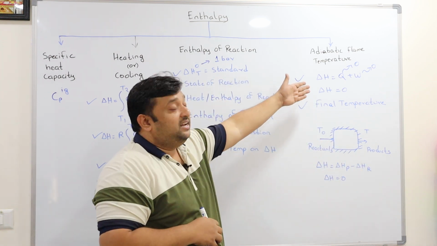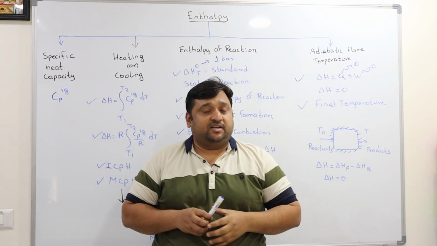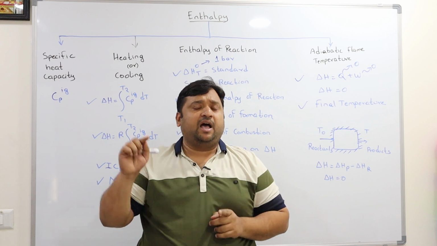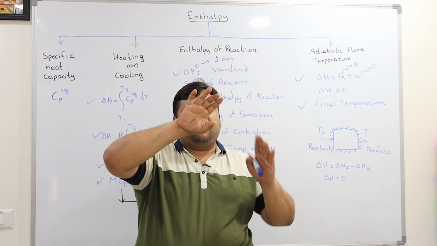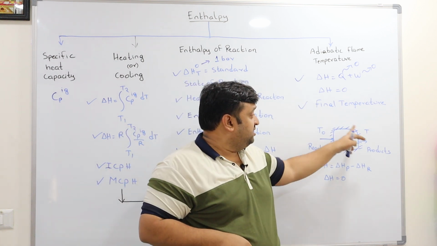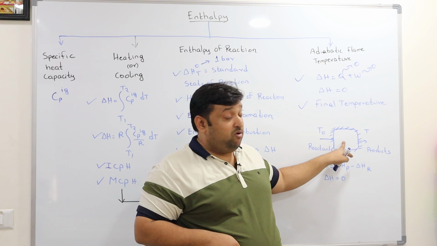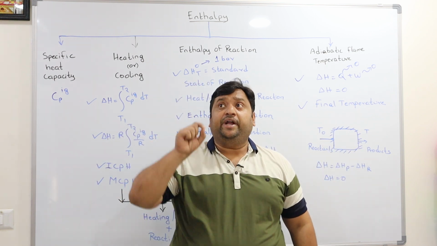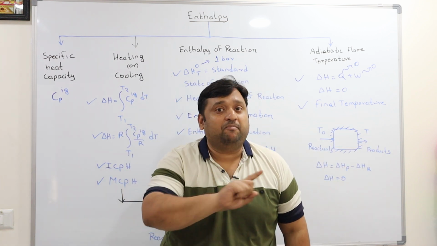And the final thing that comes in is the adiabatic flame temperature. That means there is a box, and I am conducting some reaction. That box is isolated, meaning I have kept insulation over the box. I know my initial temperature, T0. What is the maximum temperature that it is going to reach? That is nothing but T. This is nothing but the adiabatic flame temperature.